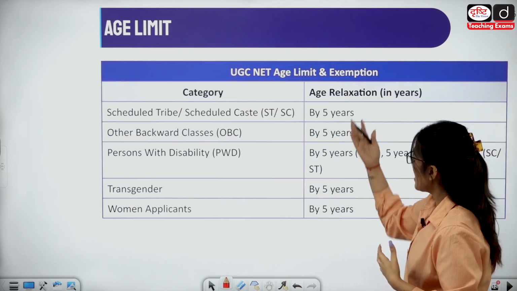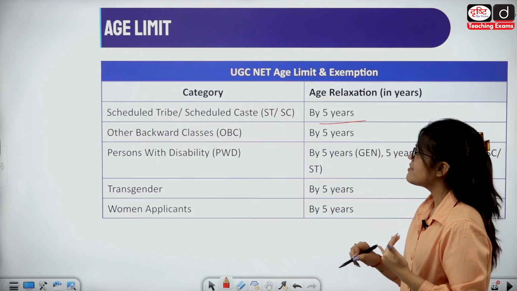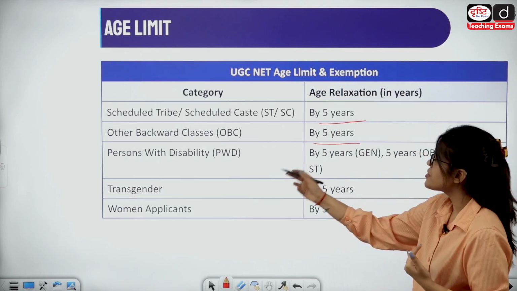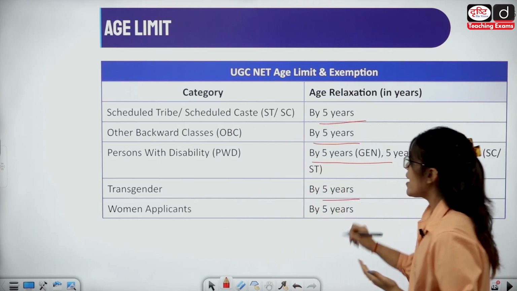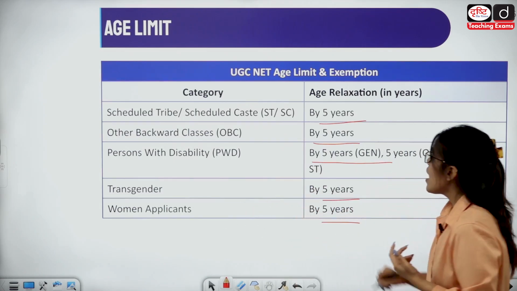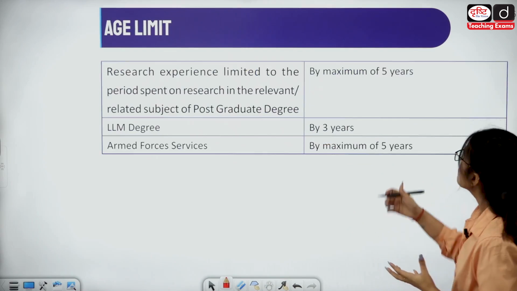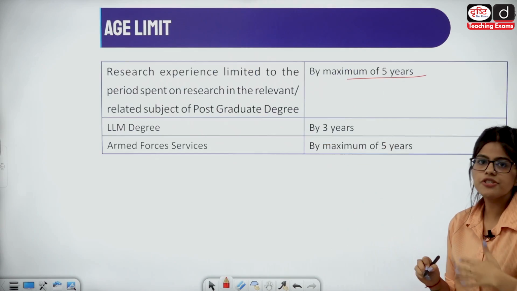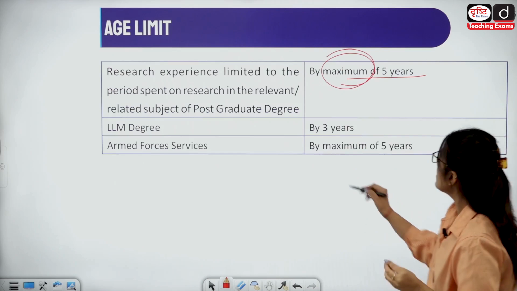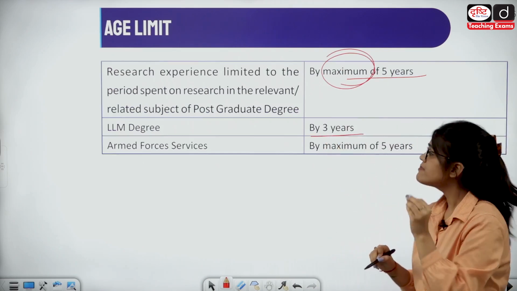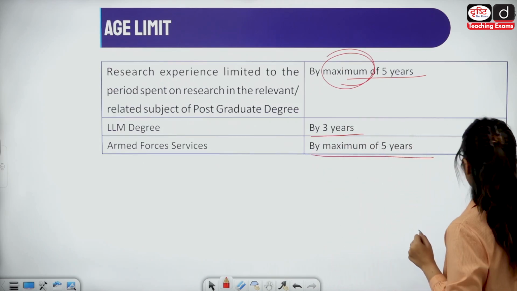Then there are some exceptions, some age relaxations. If you are from scheduled caste or scheduled tribe, 5 years of relaxation is given. OBCs are given 5 years of relaxation. Persons with disabilities are given 5 years of relaxation. Transgender, 5 years of relaxation. Women applicants are also given 5 years of relaxation. If you have done research work in the same domain, then a maximum of 5 years of relaxation is given to you. Maximum of 5, right? If you have an LLM degree, then 3 years of relaxation. And if you are from the armed forces, then a maximum of 5 years of relaxation is given.